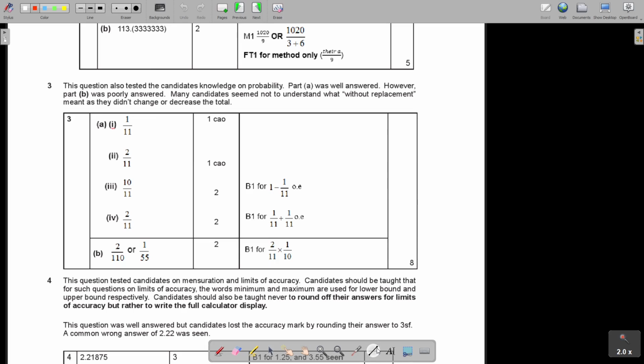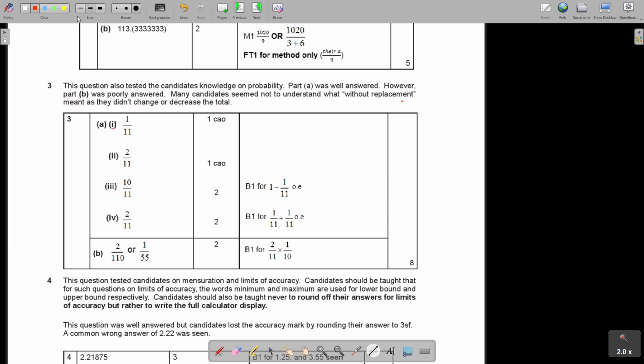This question also tests the candidate's knowledge of probability. Part A was well answered. I agree, very simple. However, part B was poorly answered, but as I said, that's more for your AS level students. Many candidates seem not to understand what without replacement means. It's almost like a sweet: you eat the sweet and you don't replace it. It means they didn't change or decrease the total. The best approach, as I showed you, is to draw a tree and then see what branches are being used.